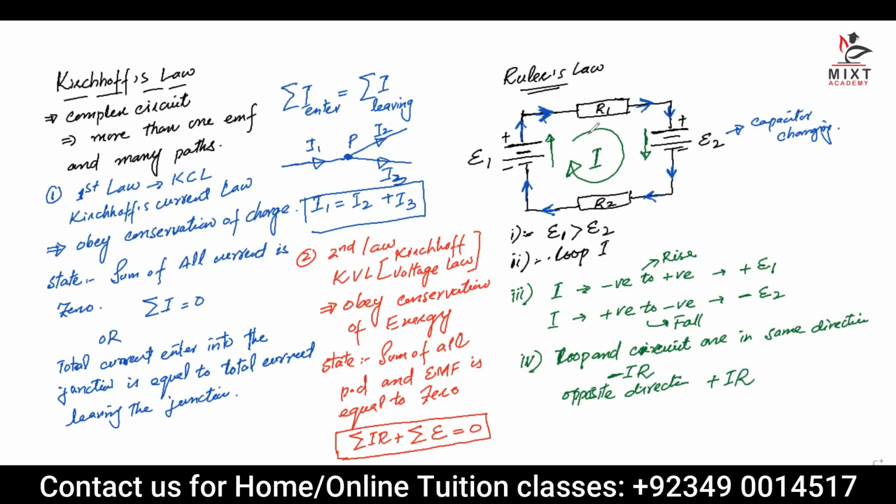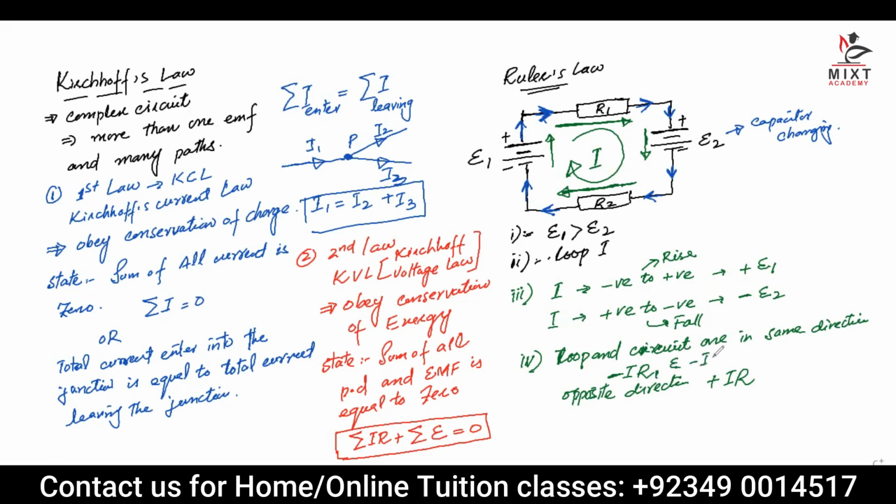In my circuit, the current which I have made the direction with the green line, and the circuit direction which I have made with the blue line: if they are in the same direction, then the IR voltage will be written as negative. If the loop current and the circuit current have opposite direction, then the IR will be written with positive.